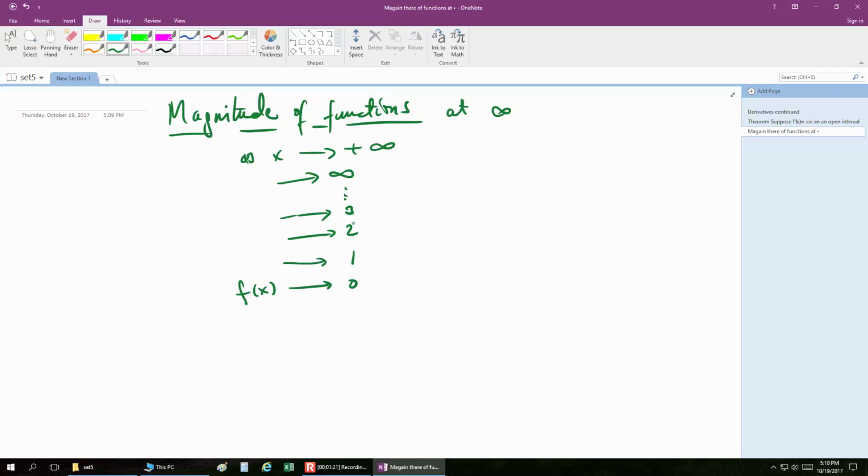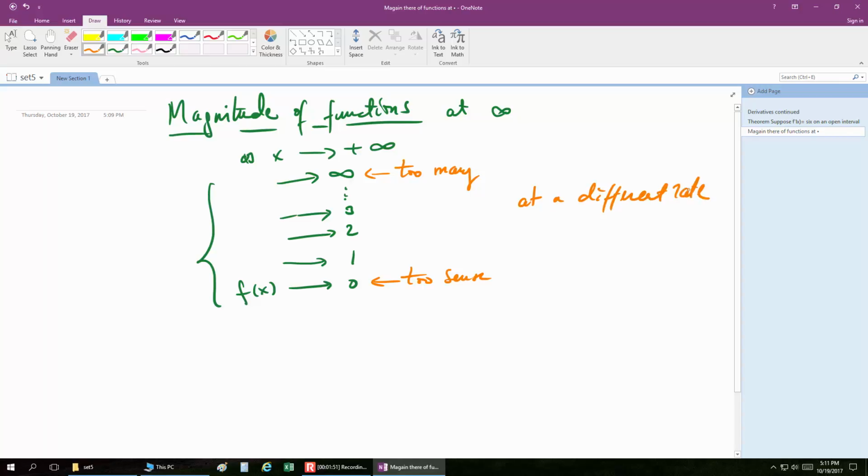So that's the classification that I have in mind, but the problem with this is that there are just too many, especially over here, and this is also too many. In what sense? Different pace or rate, because they approach infinity at different rates. Same about zeros. So for example, x and x squared, x squared versus x cubed. That would be a good example of speaking of different rates.